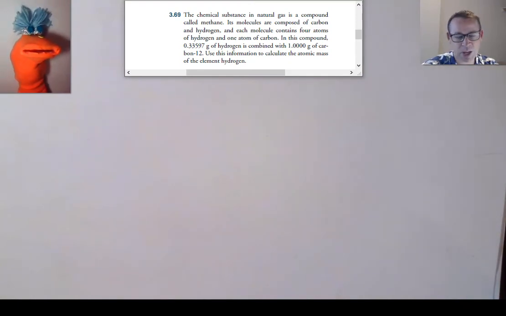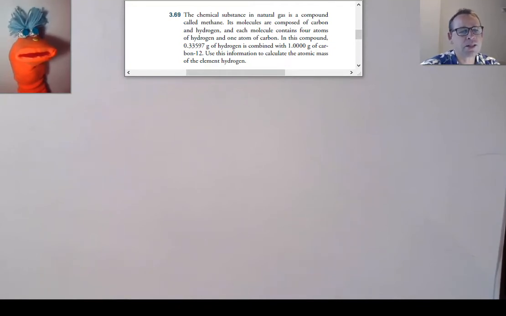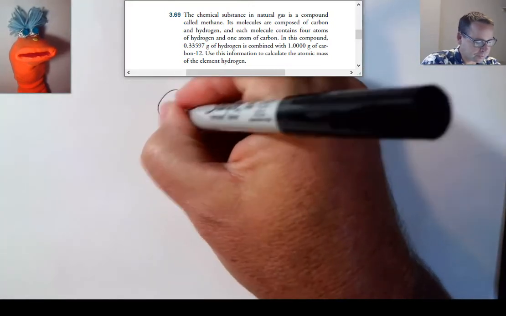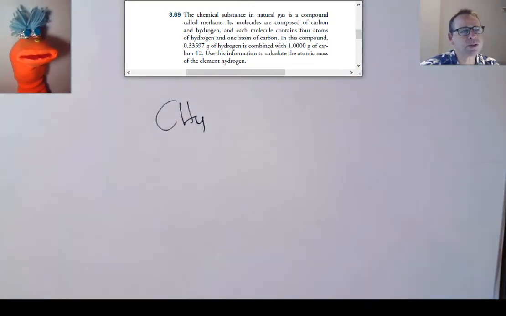Yep. All right, chapter 3, number 69. The chemical substance in natural gas is a compound called methane. So CH4, methane. Its molecules are composed of carbon and hydrogen. So, yep, that's carbon and hydrogen. And each molecule contains 4 atoms of hydrogen and 1 atom of carbon.